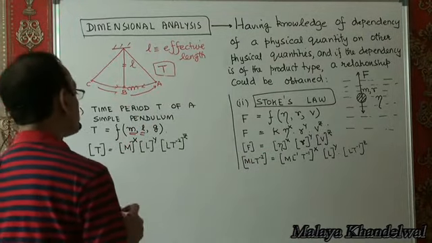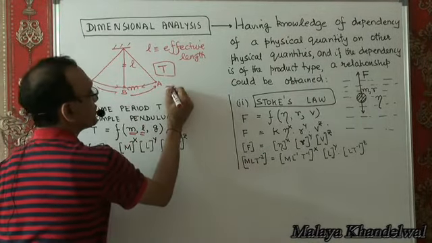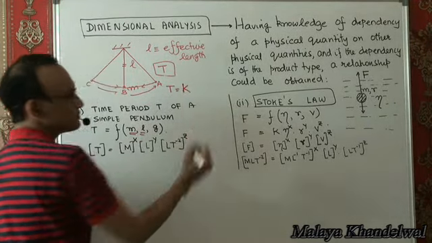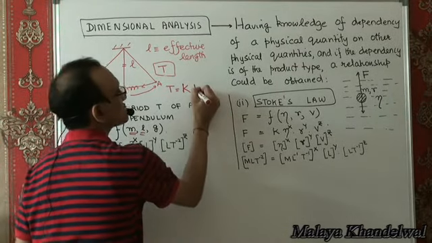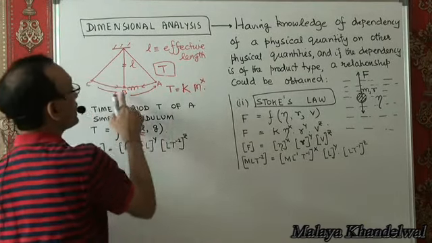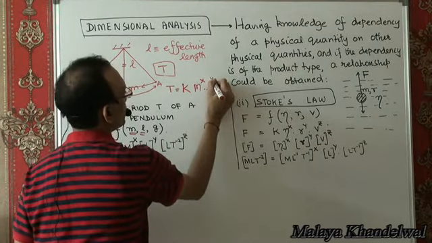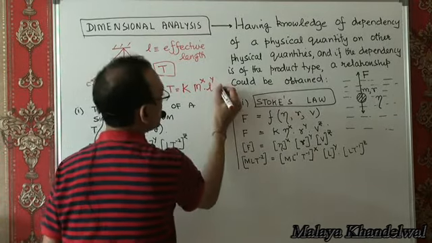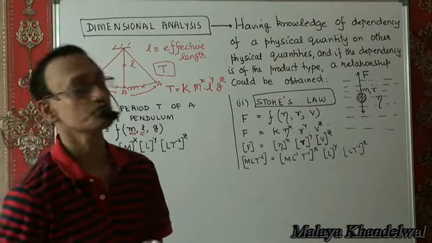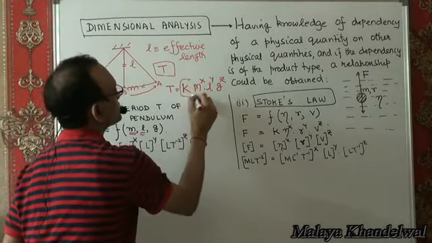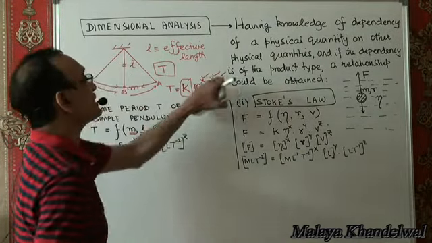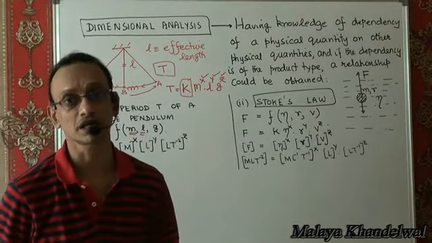Which means the formula for the time period would be like some constant k, and then mass m to the power x, length L to the power y, and acceleration g to the power z. K is a constant, of course, which can be obtained only experimentally. But if this is the kind of dependence, then x, y, z can be obtained from dimensional considerations.